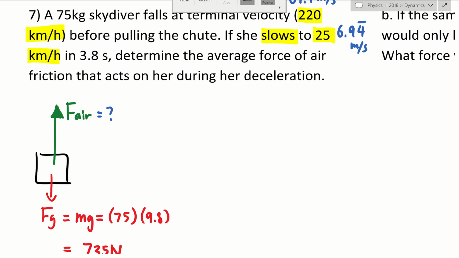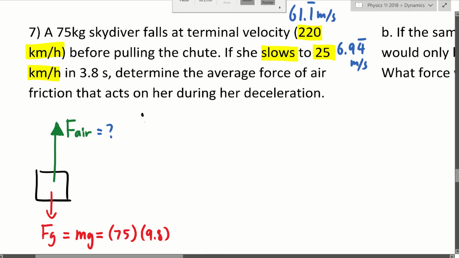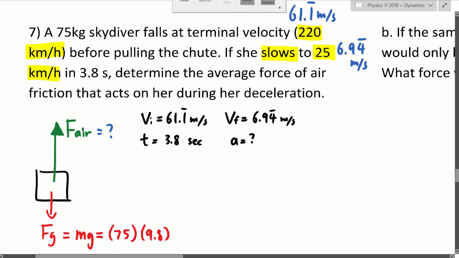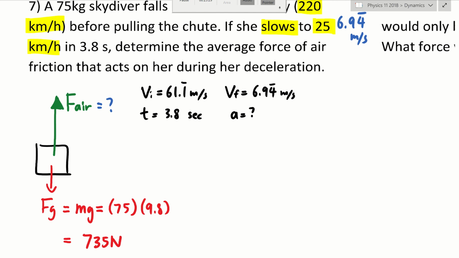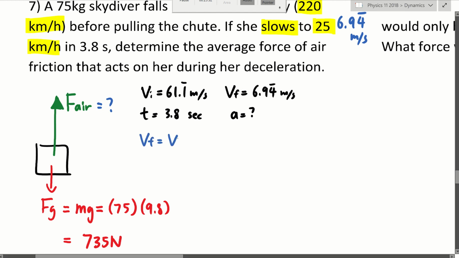Now, this person has a velocity of 61.1 meters per second, repeating 1. And then it slows down, which is then a V final. So V final slows down to 25 km per hour, which is 6.94, repeating 4 meters per second. And this all takes place in 3.8 seconds. And we're looking for acceleration. Now, this is easy. One of the basic equations for kinematics can do it. V final equals V initial plus AT. And we're solving for A.